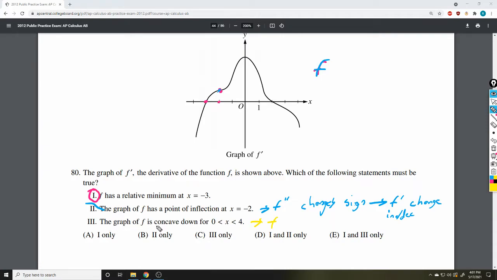So graph of f being concave down means that f double prime needs to be negative, which means that f prime needs to be decreasing. And we look from 0 out to 4. That looks like it's going down. So 1 and 3 are the true statements there.